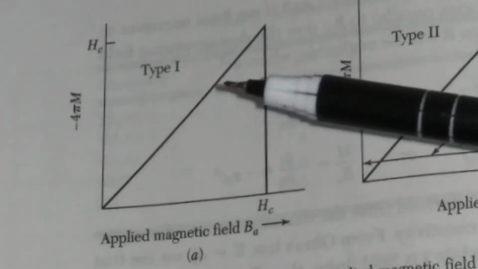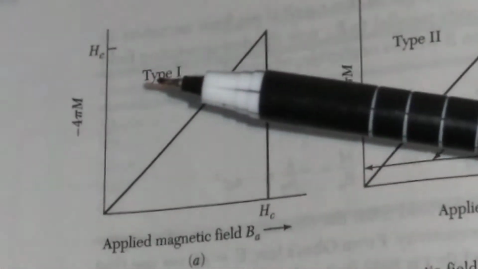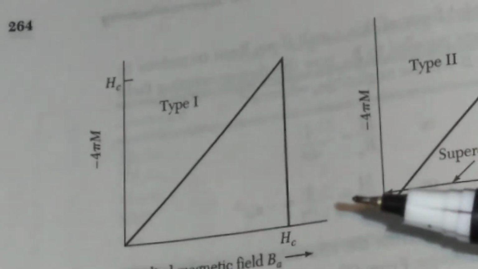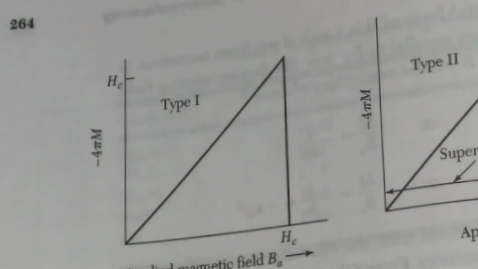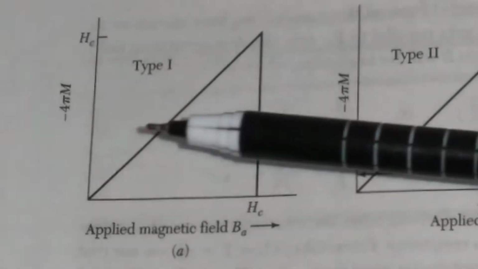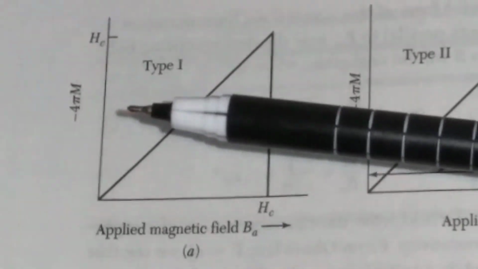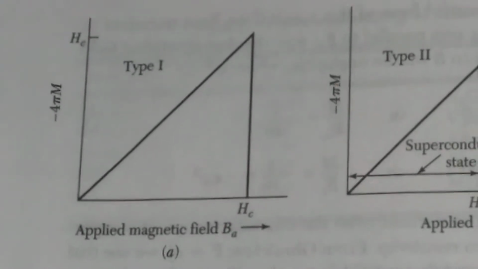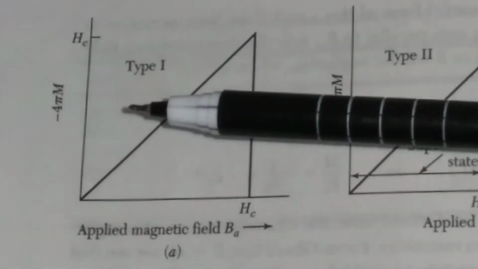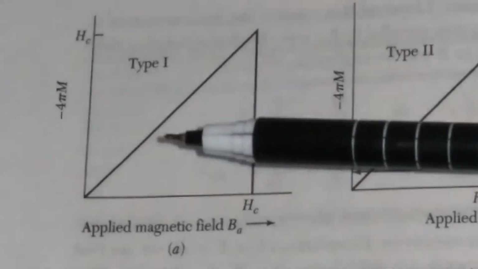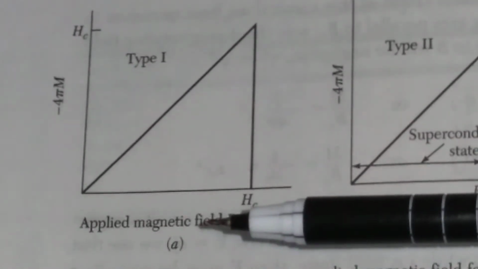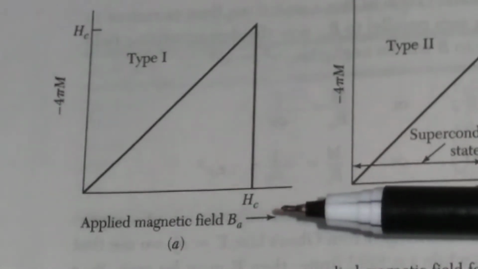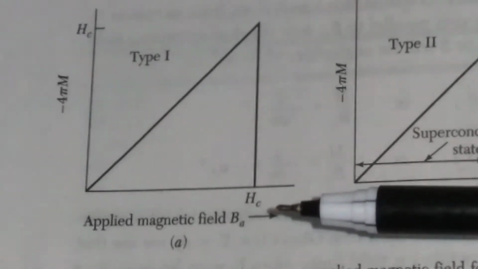If you take magnetization M in CGS unit, then you take minus 4 pi M, and if you take magnetization in SI unit, then you take minus mu 0 M instead of minus 4 pi M. The applied magnetic field is basically due to the current in the coil. Here you have taken the applied magnetic field BA, which is basically due to the current in the coil.